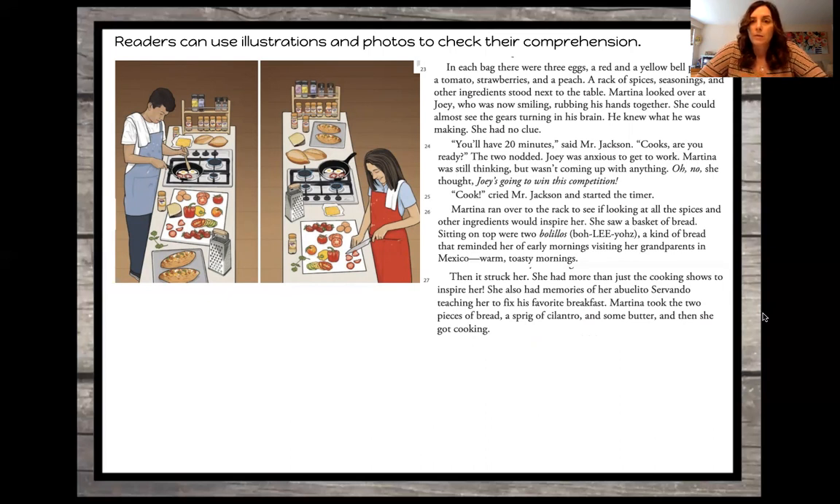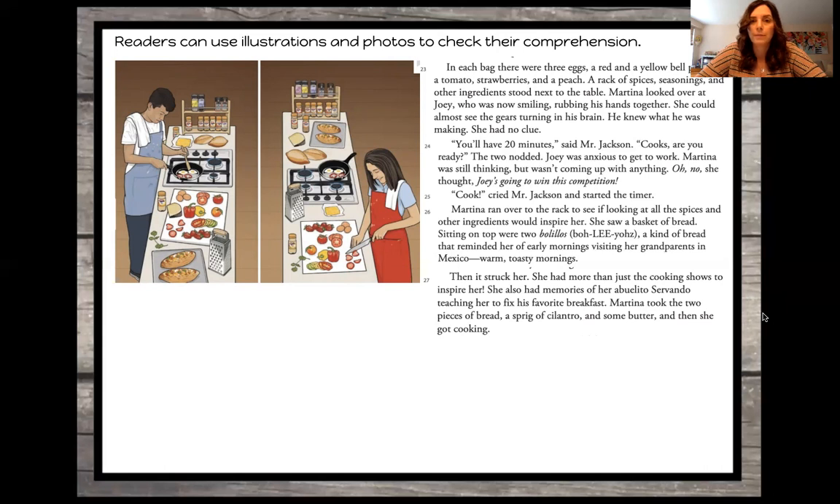In each bag, there were 3 eggs, a red and yellow pepper, a tomato, strawberries, and a peach. A rack of spices, seasonings, and other ingredients stood next to the table. Martina looked over at Joey, who was now smiling, rubbing his hands together. She could almost see the gears turning in his brain. He knew what he was making.